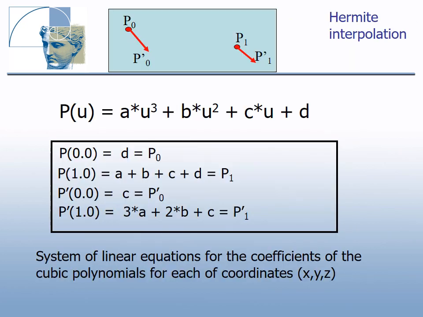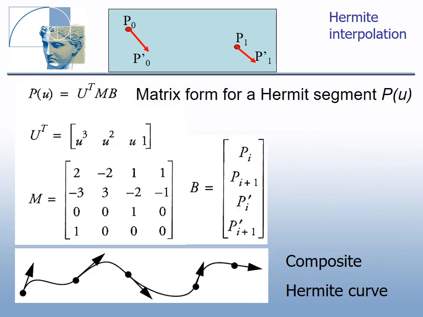If we assume a cubic polynomial for the curve description, we can construct the shown system of linear equations for the coefficients of the cubic polynomials for each of coordinates x, y, and z, as shown in the slide. The solution of the above system for the Hermite segment is shown in the matrix form here. A composite Hermite curve is illustrated below. It consists of several Hermite segments, which share endpoints and tangent vectors. Thus, derivative continuity between segments is provided by the Hermite interpolation.